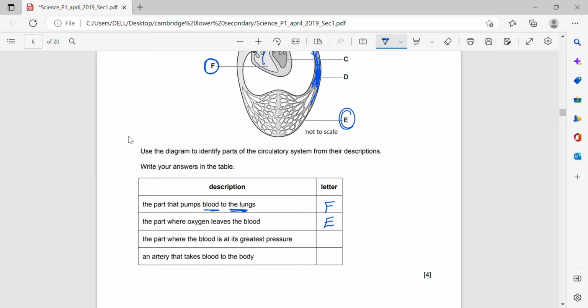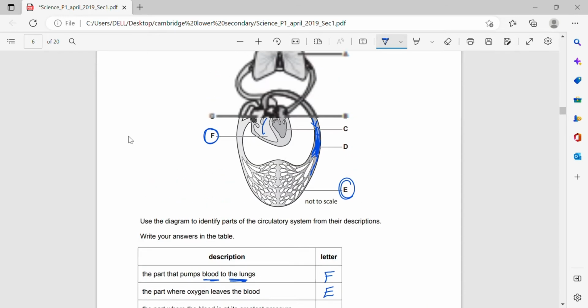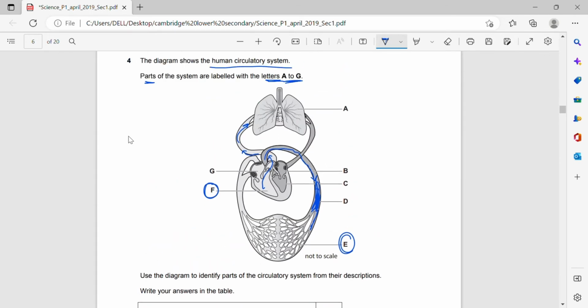Next one, the part where the blood is at its greatest pressure. فين بيبقى ال blood at the greatest pressure؟ Okay. Great pressure. لأن بيحصل إيه في ال great pressure هنا؟ Okay. يبقى blood is leaving the heart at a great pressure. إيه هي ال port دي؟ هتبقى port C. This port.